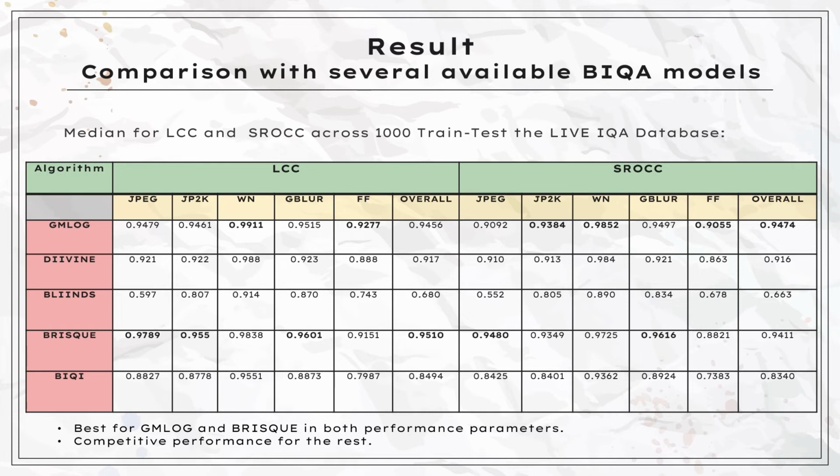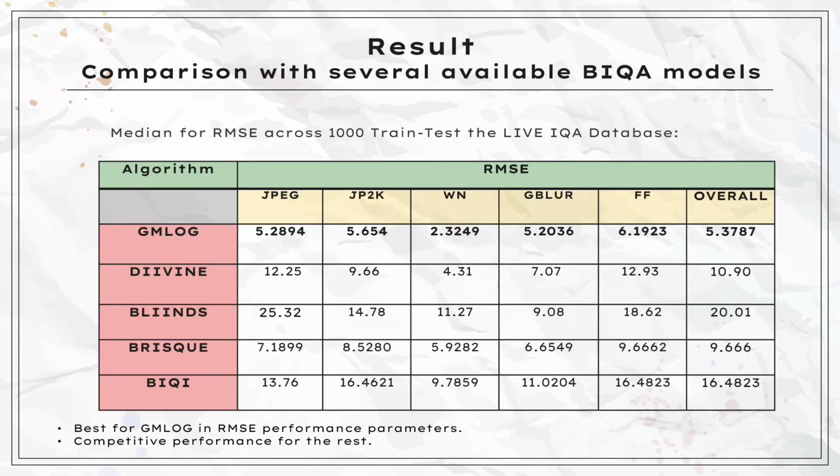The experiment is performed 1000 times to ensure that the results are not governed by the specific train-test partition. The result is for individual distortion and overall distortion. As you can see, GM-log and BRISQUE are the best performing parameters. This is the result for RMSE. From the result, we know that GM-log is the best performing parameter.